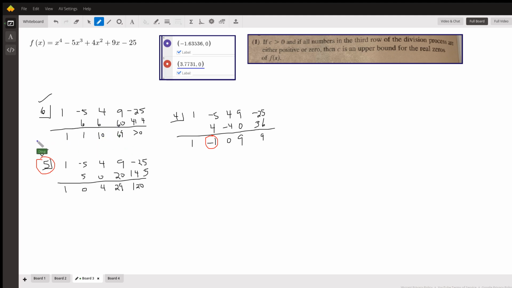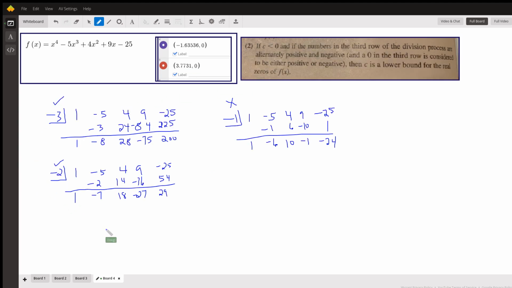if these numbers are all positive or zero, then c is an upper bound. Well, if 6 is an upper bound, maybe 5 is too. 1, yeah, they're all positive. So it looks like 5 works. 4, however, gives you a negative number here. And so we cannot use this theorem to say that 4 is the least upper bound, even though it is.